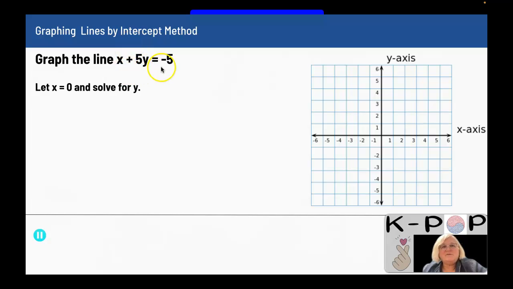Next, x plus 5y equals -5. I need to let x equal 0. So if I let x equal 0, I'm going to solve for y. So this is going to be 0 plus 5y equals -5. And if I divide both sides by 5, I get y equals -1. Okay, so my point now is 0, -1.